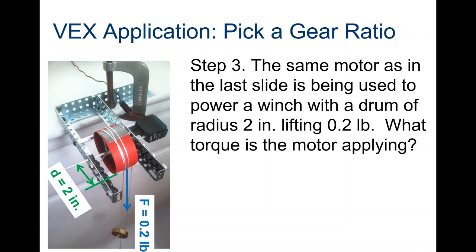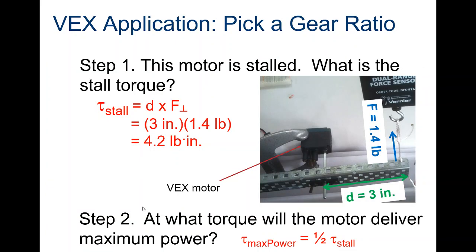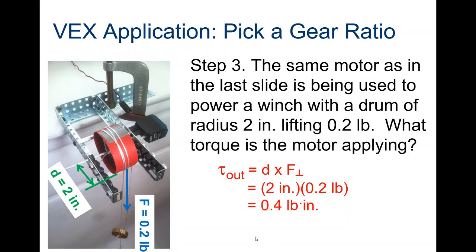Step 3, the same motor as in the last slide is being used to power a winch with a drum of radius 2 inches. So we see that radius right here from the center of the shaft to the outside of the wheel or drum. And it lifts, right here we see a weight hanging off that is 0.2 pounds. What torque is the motor applying? Well, we do that once again, force times distance. This is the torque out though. It's 2 inches for the drum radius times 0.2 pounds. We get 0.4 pound-inches. I want to go back real quick for a second and verify that this is the stall torque and this is the max power. Right now, here on step 3, we solve for the torque out, just to clarify.